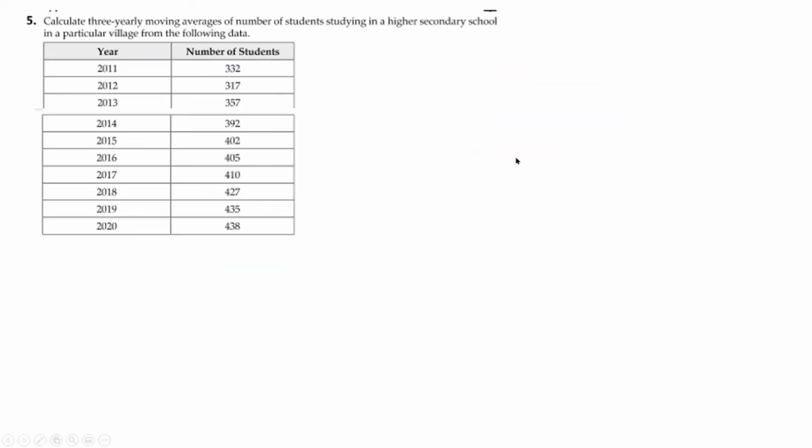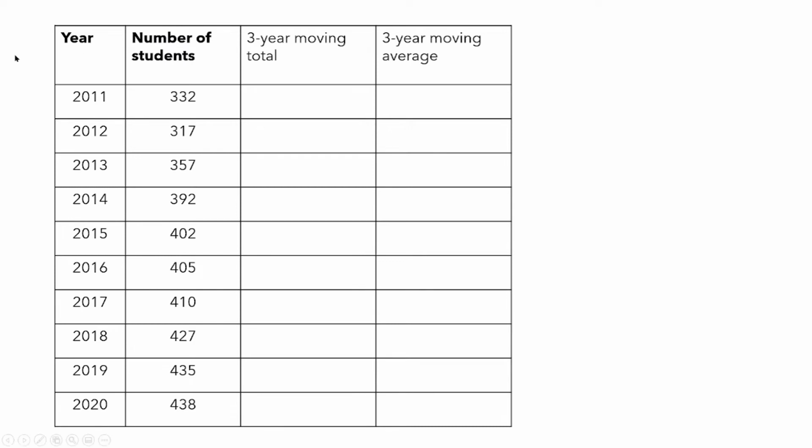Moving on to the next question. It is given, calculate 3 yearly moving averages of number of students studying in a higher secondary school in a particular village from the following data. So for various years, the number of students are given. We need to find the 3-yearly moving average. So let us draw a table like this. For various years, the number of students data which is given in the question is written here. Then we have to find 3-year moving total and 3-year moving average.